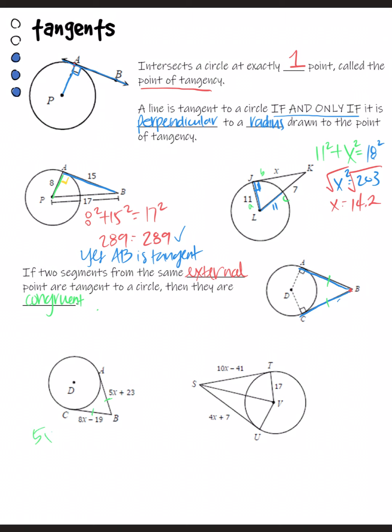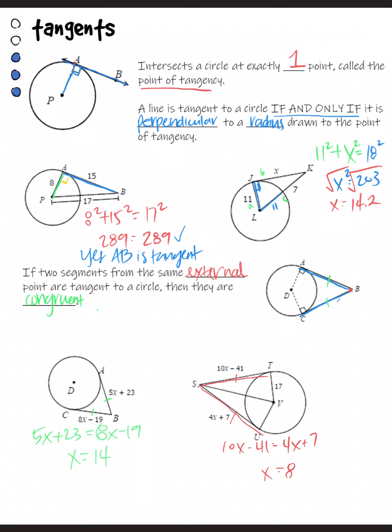So I can say 5x plus 23 equals 8x minus 19. Get x on one side by itself, x equals 14. Okay, this one, same thing. We've got this external point and our two tangent lines, so these have to be the same. So 10x minus 41 equals 4x plus 7. Do the math. x equals 8.